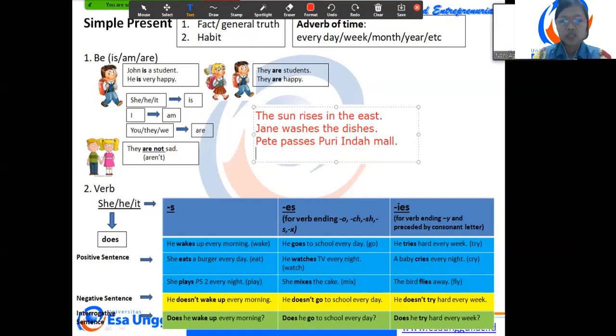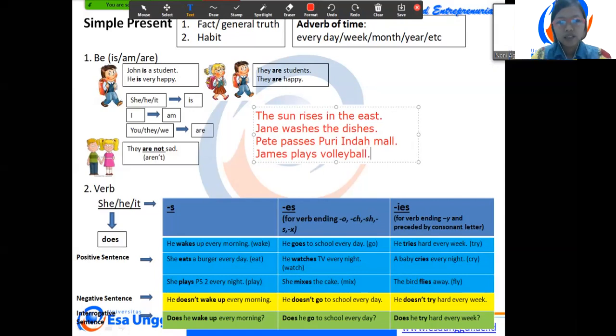How about this example? James play. Look, the subject James. So the verb we need to put s, es, or ies. Because the ending y and before y is a, it's vowel, you just add s. James plays volleyball.